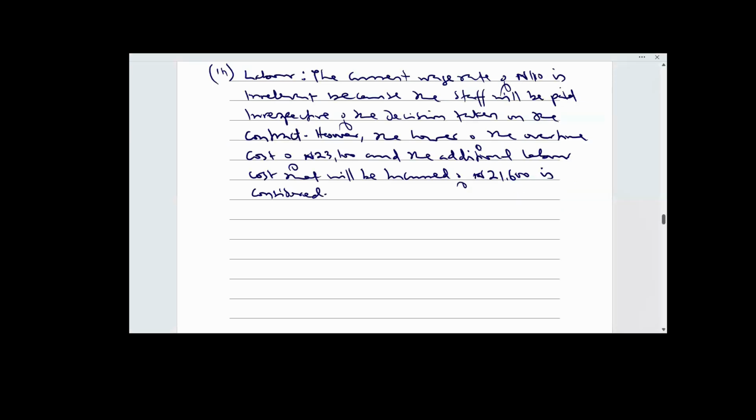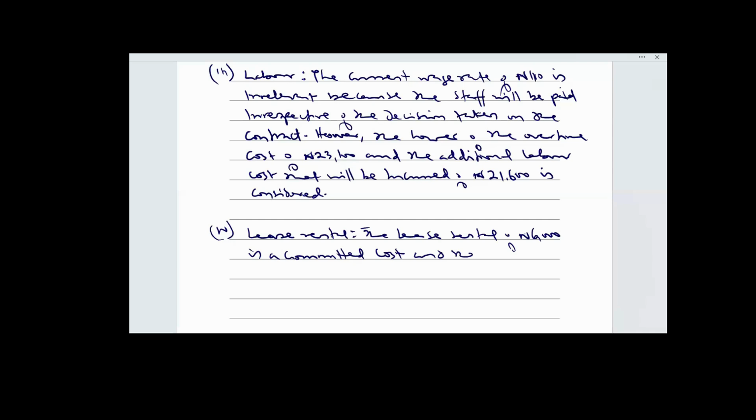Number 4. Lease rental. So the lease rental of 6,000 naira is a committed cost and therefore irrelevant.